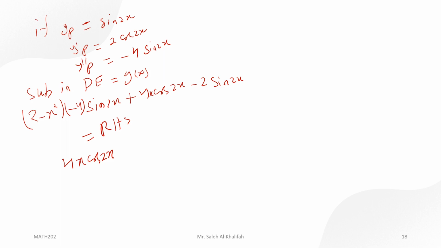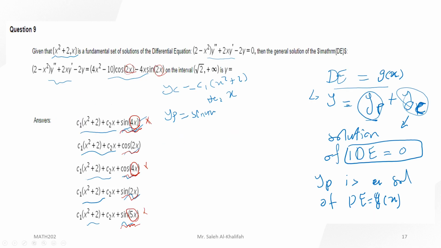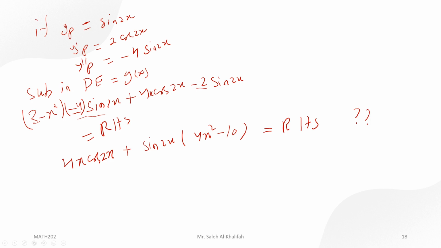بعدين ايش؟ راح يطلع لك plus نضرب هذه راح يعطينا sine of 2x and 4x square. بعدين هنا minus 4 ضرب 2 is minus 8 with minus 2 راح تكون minus 10. هل تساوي right hand side؟ check 4x cosine 2x. في 4x cosine 2x؟ لا عندنا العكس 4x sine 2x with a negative sign. So this is immediately غلط. So y of p does not equal sine of 2x.